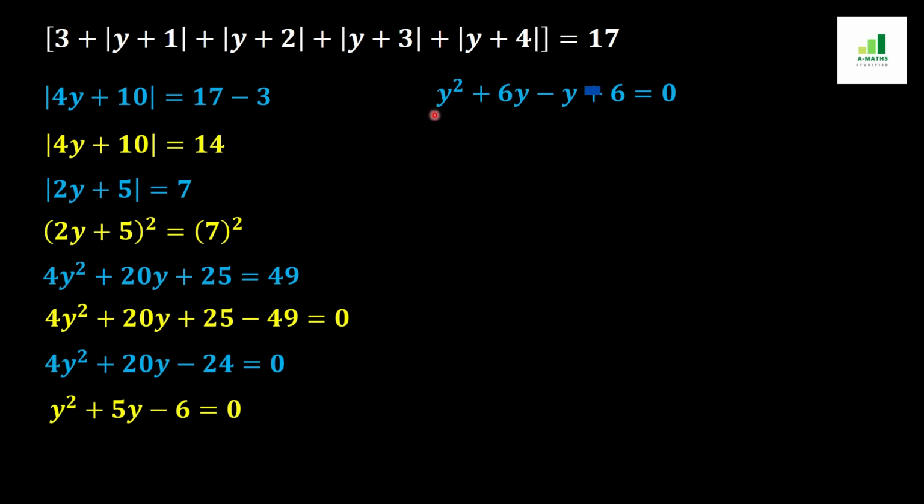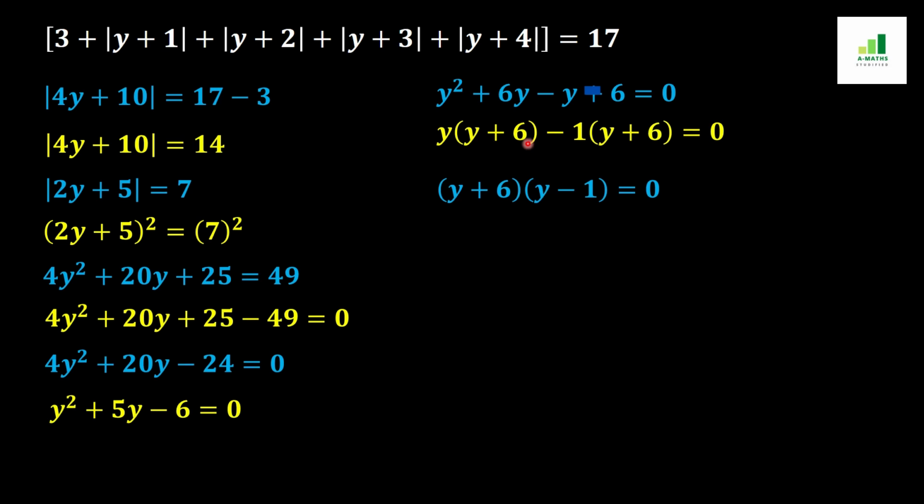Now in the next step we should take y common from the first two terms and we will get y + 6 as the remainder, and minus 1 common from the other two terms and we will get y + 6 as the remainder. Now we should take y + 6 as a common factor and y − 1 will be the remainder.